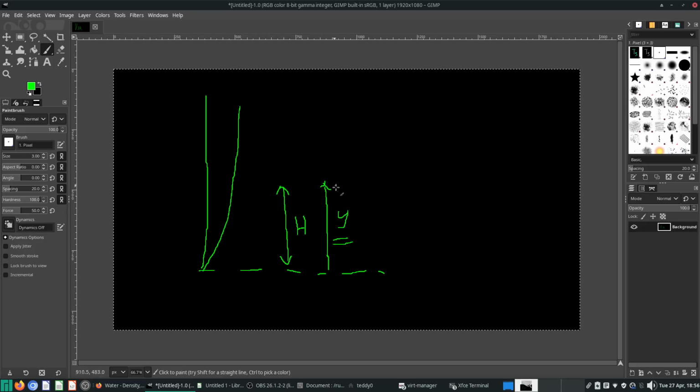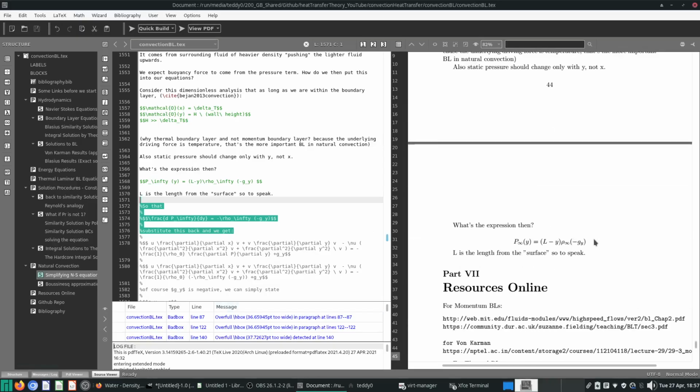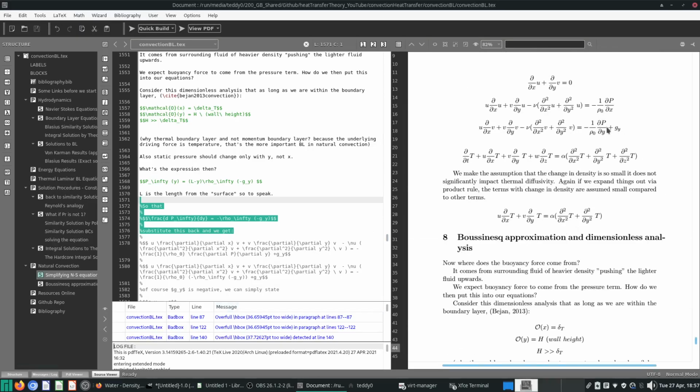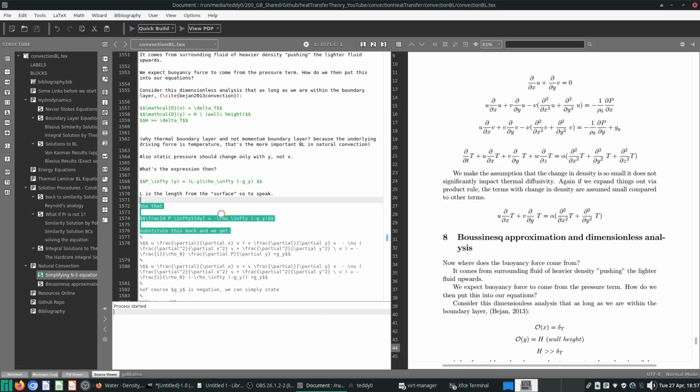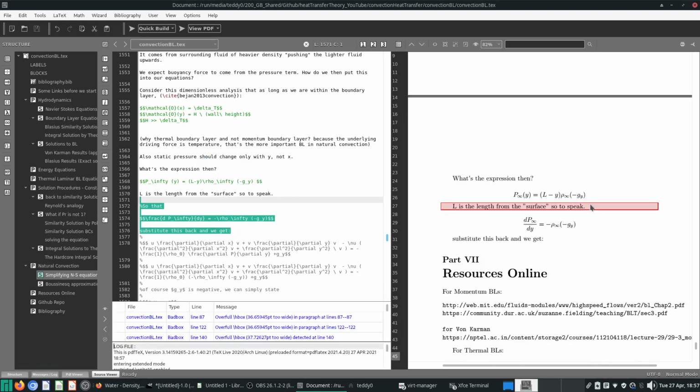So remember, the pressure at this height is equal to the wall length L minus y. Whatever the wall length is, we don't really care, because we are not interested in the absolute pressure, but rather the pressure gradient. Why do we want the pressure gradient? So that we can substitute this term in. So we have dp infinity dy equals minus rho infinity minus gy, or in other words, minus rho infinity g.